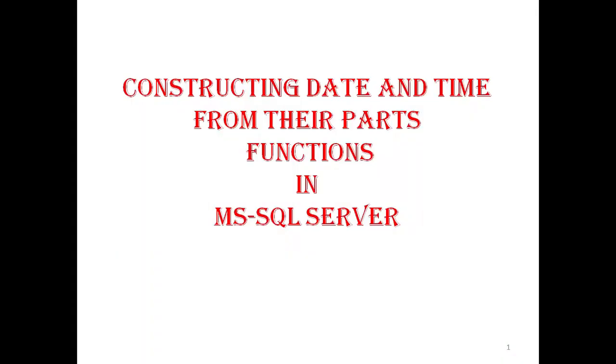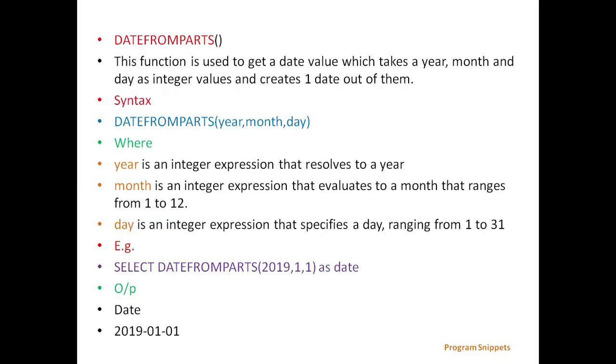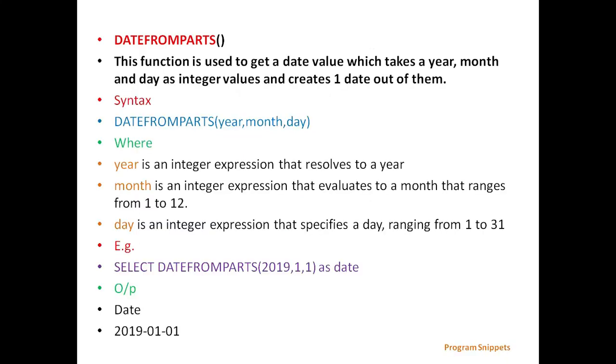Here we will see constructing date and time from their parts functions in SQL Server. First is DATEFROMPARTS. This function is used to get a date value which takes a year, month and day as integer values and creates one date out of them.